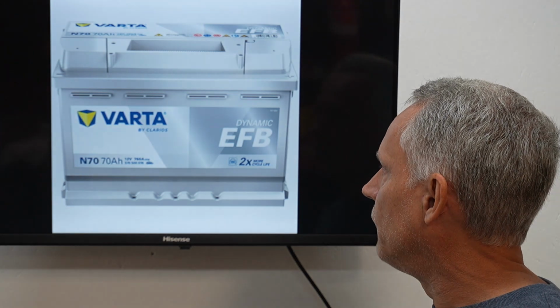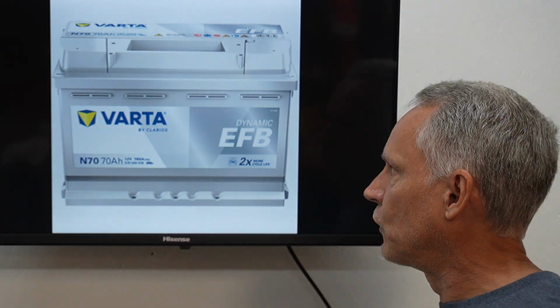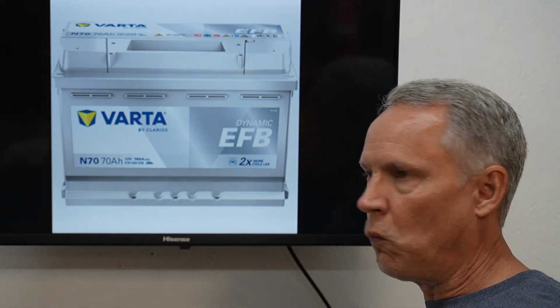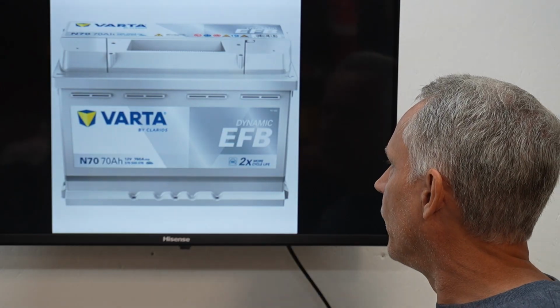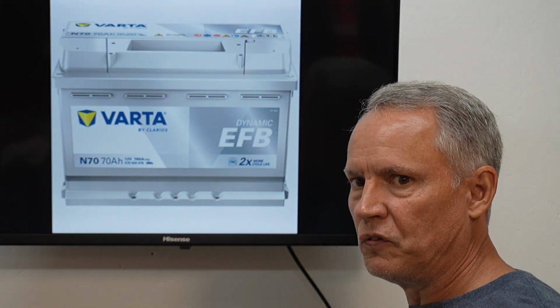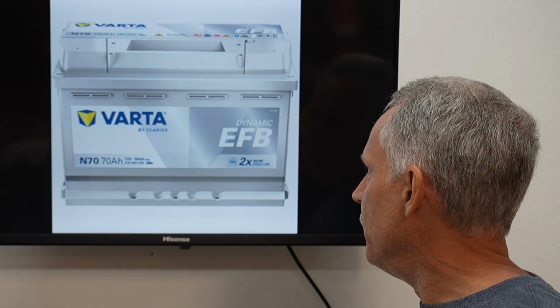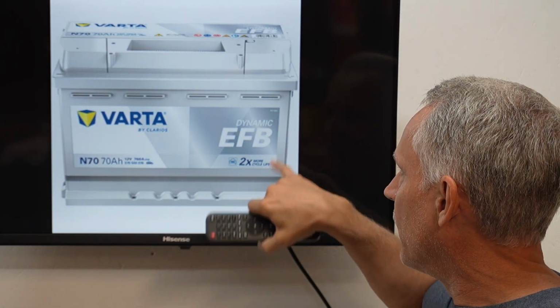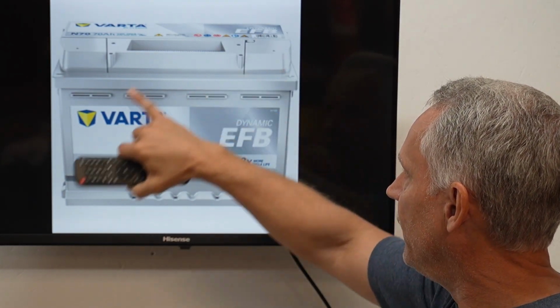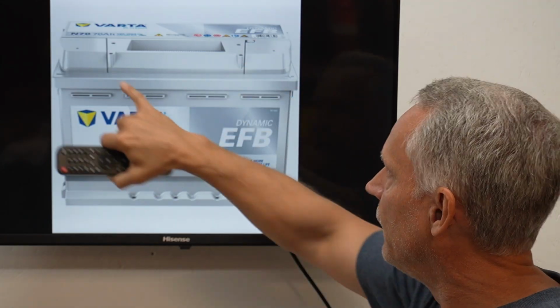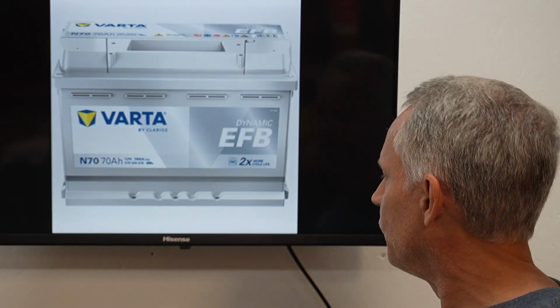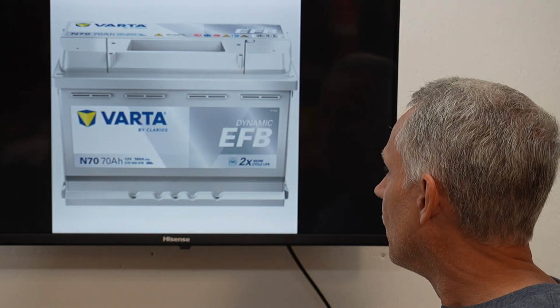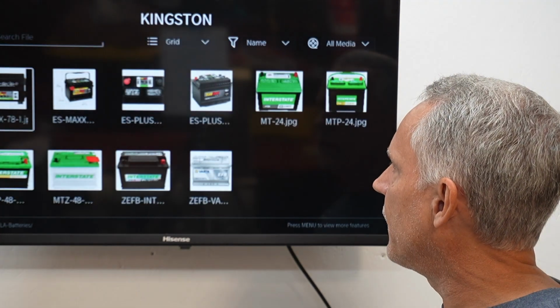Once again, Varta, now made by Clarios. Clarios is one of the biggest manufacturers in the world now. Varta is very common, like I said, on German imports. You'll see it a lot in Audis, VWs, Mercedes-Benz. Once again, enhanced flooded battery, same basic deal. Like I said, this is a sealed battery. It's got your vent ports on the side, just like the others did.